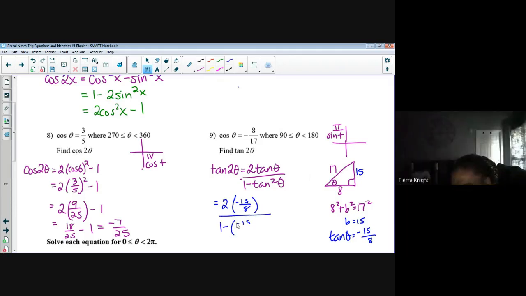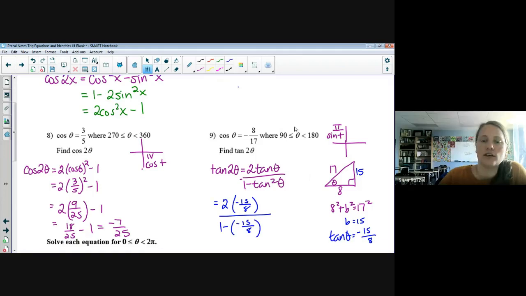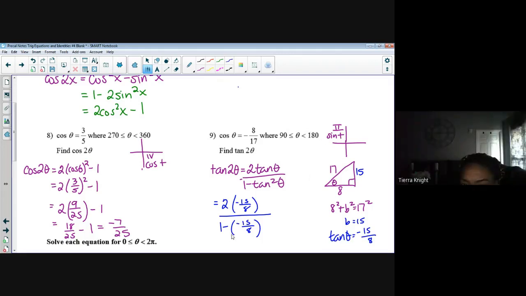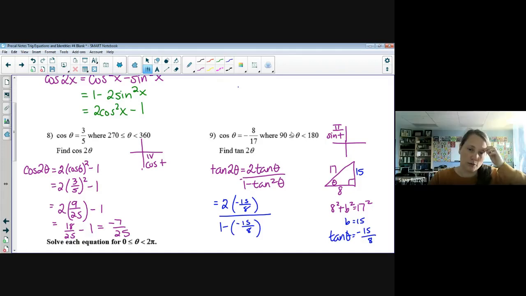So why did you make it negative? Because we were told that we're in the second quadrant. In the second quadrant, the only thing that's positive is sine. And how do we know we're in the second quadrant? Because we're between 90 and 180, is what that says. And between 90 and 180, that's the second quadrant. Yes, ma'am.